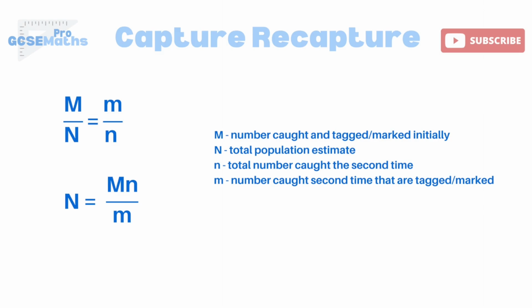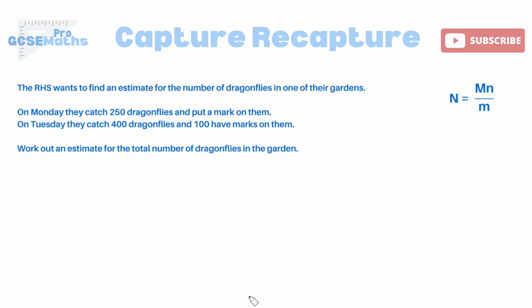So you can see here we've got capital M is the number caught and tagged or marked initially, so the number that you caught on day 1. Capital N is the total population estimate, that's normally what the question is asking us to find. Lowercase n is the total number caught the second time, or the second day, and lowercase m is more specifically the number caught the second time that are tagged or marked. As I said, you can use whichever version of the formula you prefer, but I've got my version of the formula up in this corner just in case.